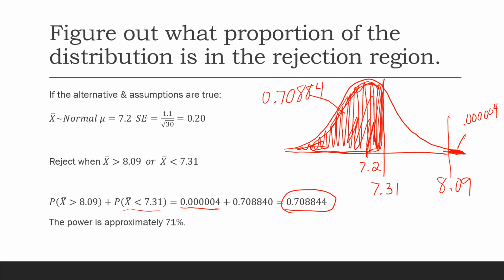0.708844. So the power of the test is approximately 71%, which means that if the true mean birth weight among babies born to smoking mothers is 7.2, then with a sample size of 30, testing with a 5% level of significance, there's approximately a 71% chance that I would actually detect that difference, which leaves an approximately 29% chance that I would end up making a type 2 error.